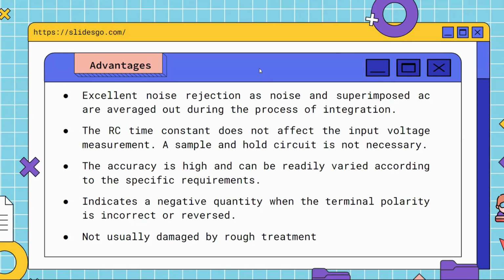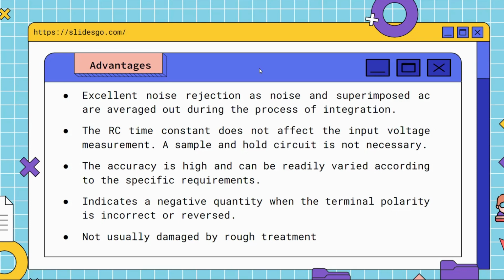Moving on to the advantages of this dual slope digital voltmeter. The first advantage is it has excellent noise rejection, as noise and superimposed AC are averaged out during the process of integration. The second one is the RC time constant does not affect the input voltage measurement. The sample and hold circuit is not necessary. Third is the accuracy is high and can be readily varied according to the specific requirements. And the fourth is it indicates a negative quantity when the terminal polarity is incorrect or reversed. And the last advantage is it is not usually damaged by rough treatment.